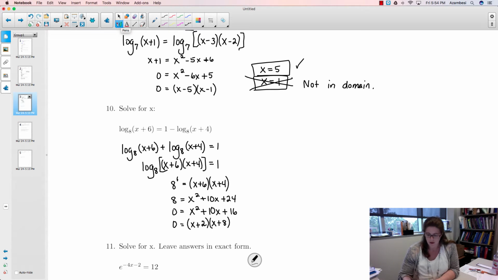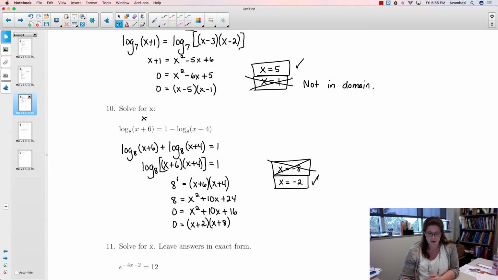All right, solving, I get x is equal to negative 8 and x is equal to negative 2. Now, just because they're negative doesn't mean they're out, but I do need to check them. So if I check -8 in my functions, or in my logs, I get a negative value here. Not good. So -8 is not a good solution. -2, on the other hand: x plus 6 gives me positive, x plus 4 gives me positive, so x equal to -2 is the solution.